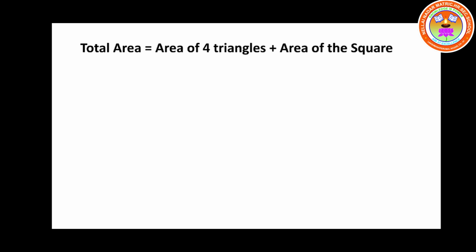Total area is equal to area of 4 triangles plus area of the square, which is equal to 24 centimeter square plus 9 centimeter square, which is equal to 33 centimeter square. Okay, so the total area value is now 33 centimeter square. Now let us move on to subdivision 3.